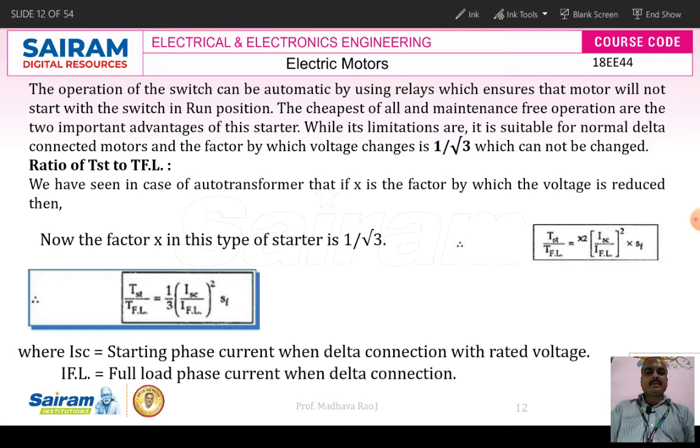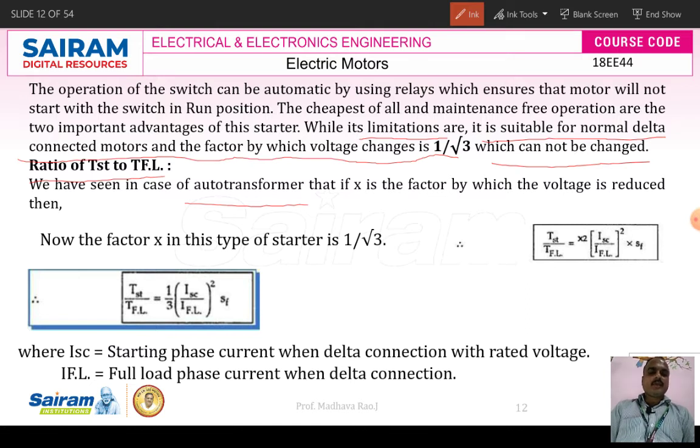The limitations, or disadvantages, of this method: it is suitable only for normally delta connected motors, and by switching, the voltage changes by 1 by root 3, which cannot be changed, so the ratio of starting torque to full load torque is fixed. For motors that are star connected, this method is not suitable. To overcome this limitation, we have to use the auto transformer.